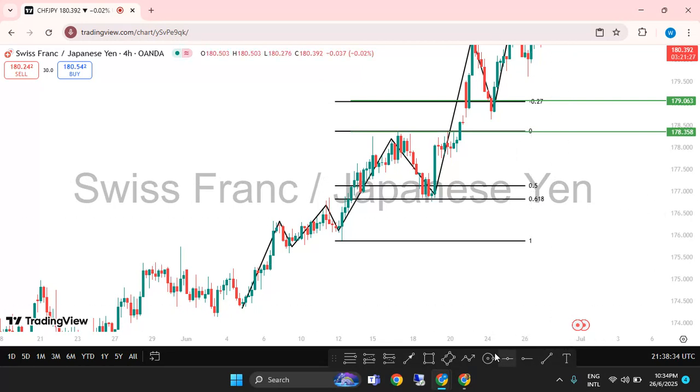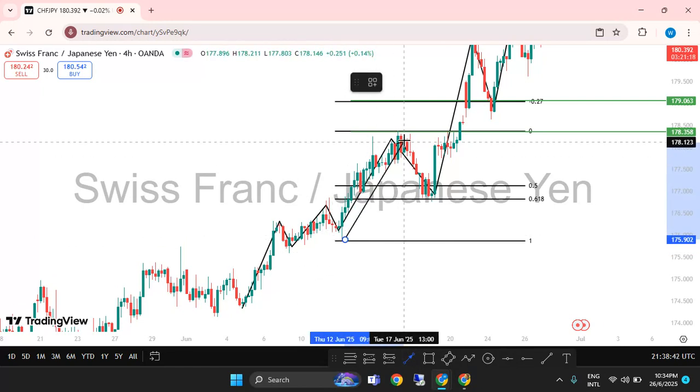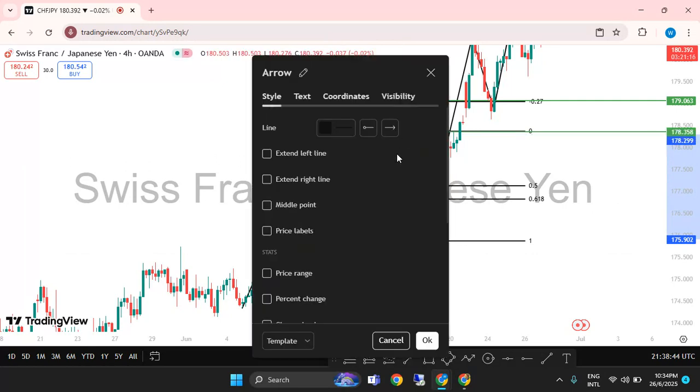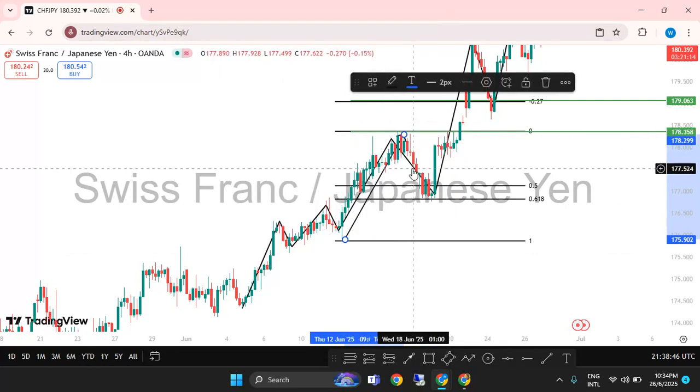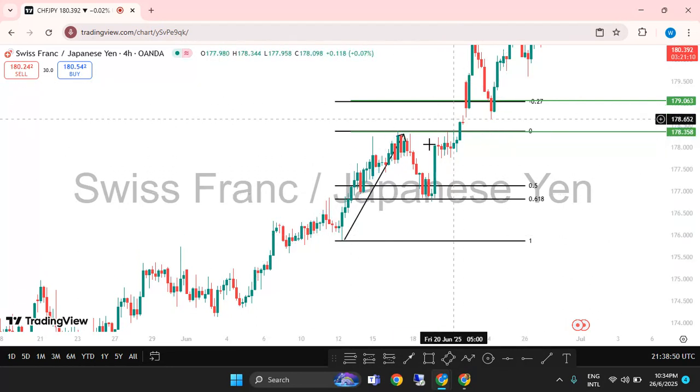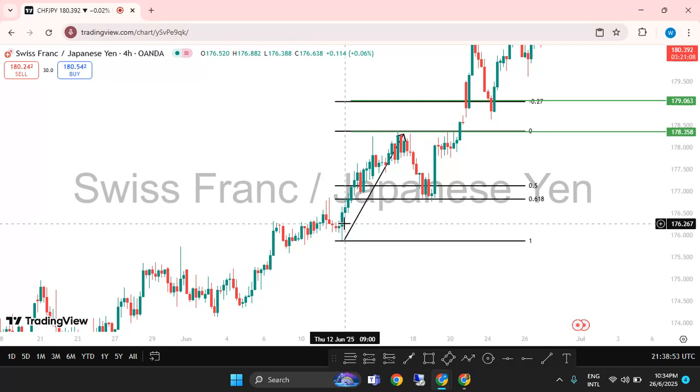And let me show you some trick on this. I've showed it in the previous video, but let me just pinpoint it again. The impulse move which was created before the pullback must be at least the impulse move you get after the pullback. Now look at this. Let me take this off. Look at this impulse move you got.